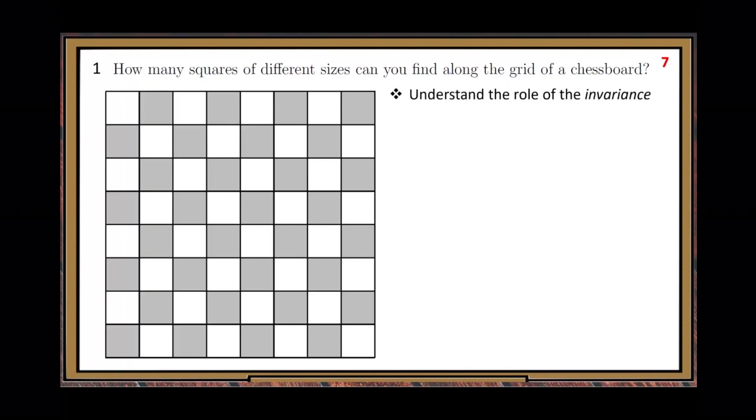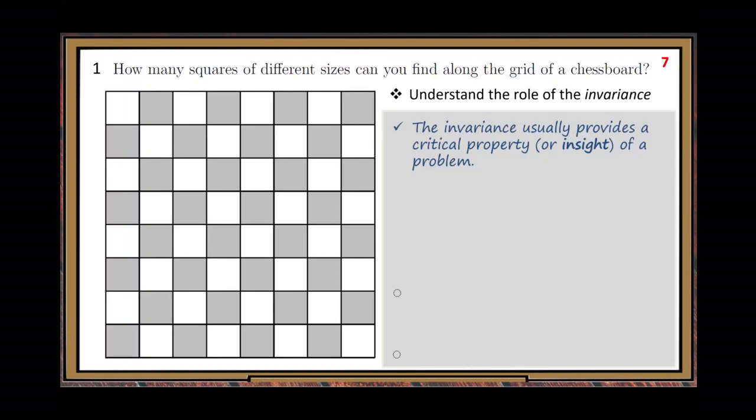So let's understand the role of the invariance. Why is it so important? Its role. First, the invariance usually provides a critical property or insight of a problem. It is closely related to the critical property, though it may not be the same. So the invariance and the critical property are closely related.